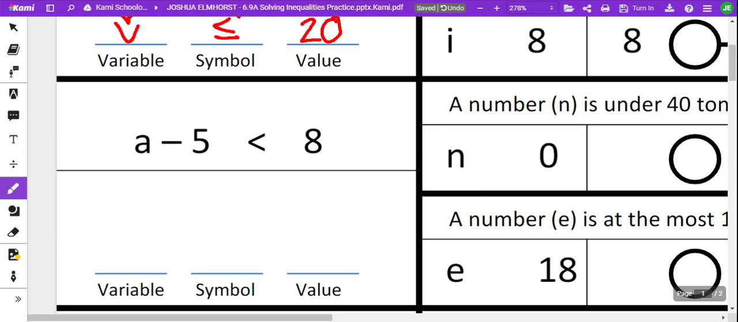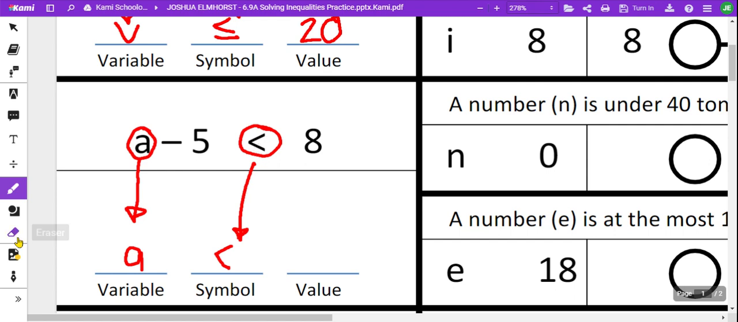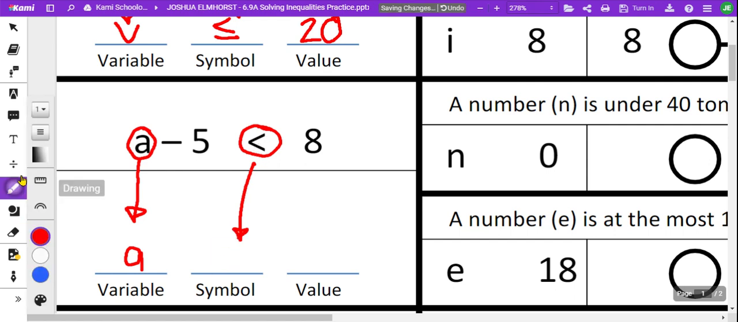The next one, we're going to get into the habit, the practice, of finding the variable and the symbol. Bring the variable down, bring the symbol down. Some students accidentally change to an equal sign. Pay attention to what you're starting with. Make sure you keep it there. Variable, symbol, now the solve.